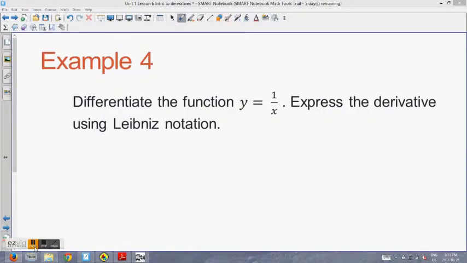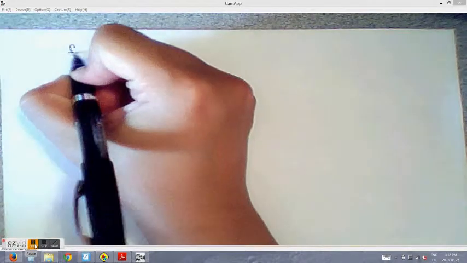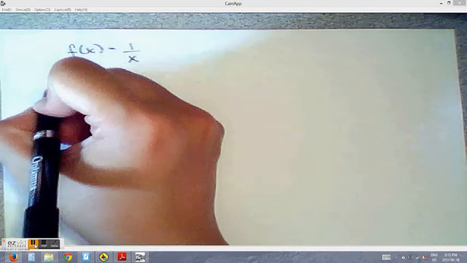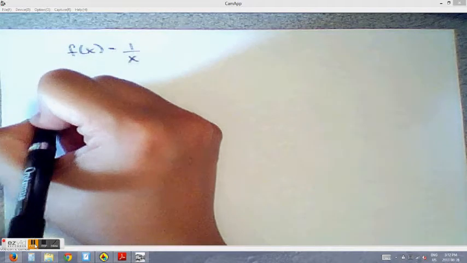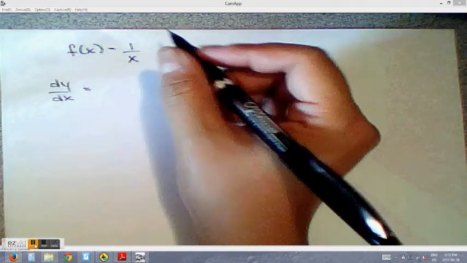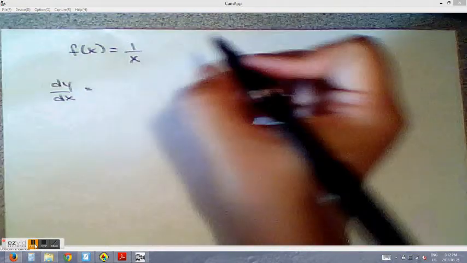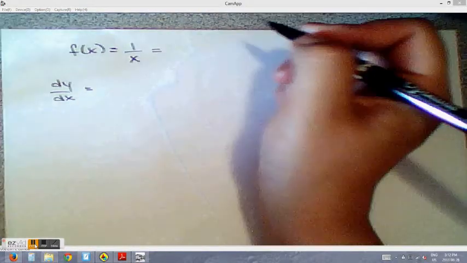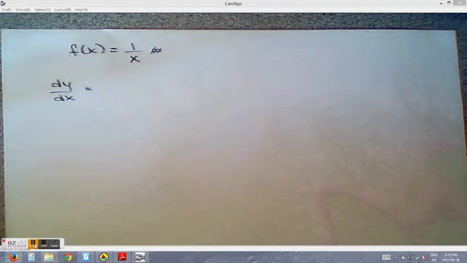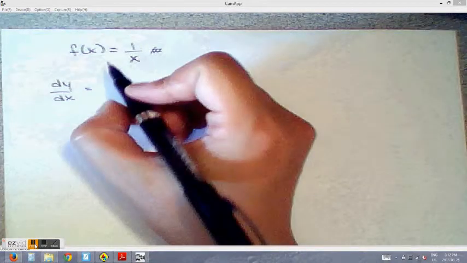In example number 4, we're asked to differentiate the function y is equal to 1 over x. Express the derivative using Leibniz notation. Okay, let's look at this question. Our function f of x is equal to 1 over x, and we are asked to find dy by dx. Now, can I do something with this? Well, I can change that to make it look a little bit nicer for us. Actually, we don't need to do that quite yet. Let's just use it as it is.